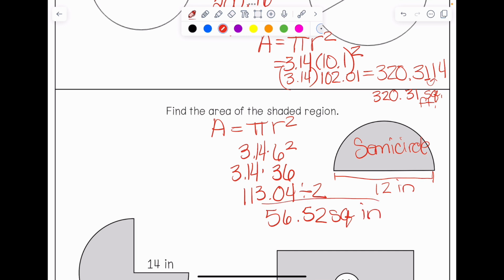Now, when we did perimeter, we had to add our diameter back on because we were talking about the distance around the outside of the shape. When we're talking about area, I'm talking about just the inside part of the shape. And so I actually don't need to add anything back on. I've already figured out the area of that shape just by dividing the entire area by 2.